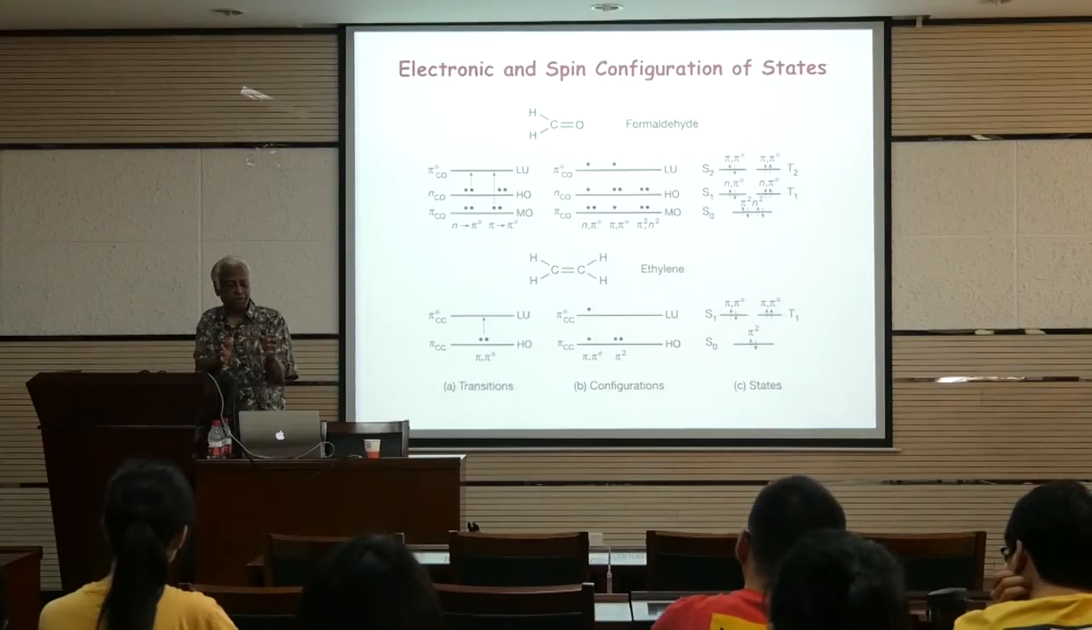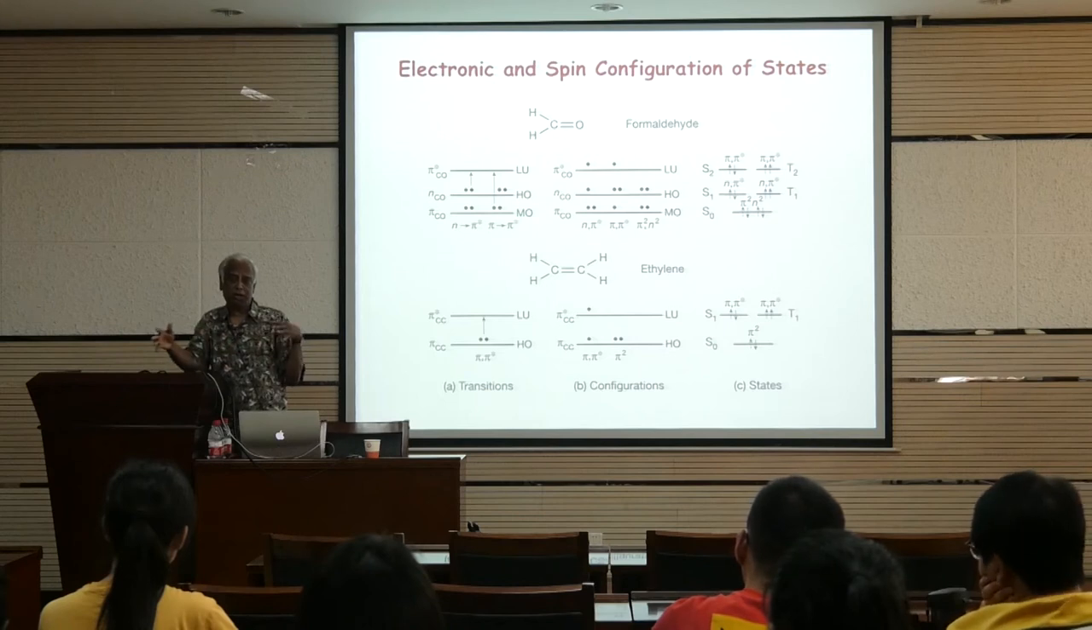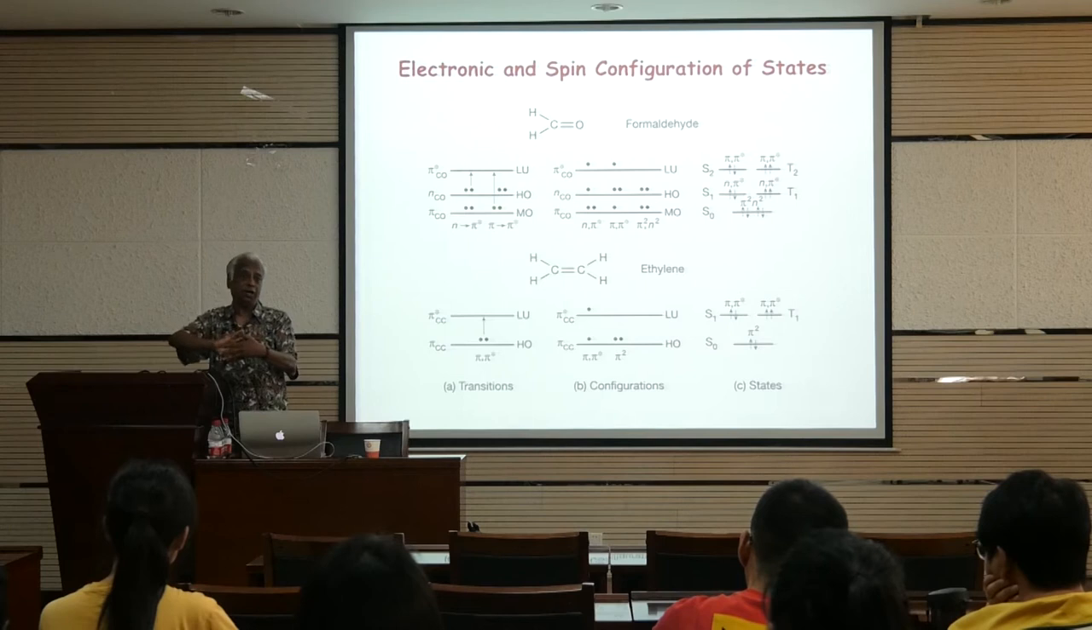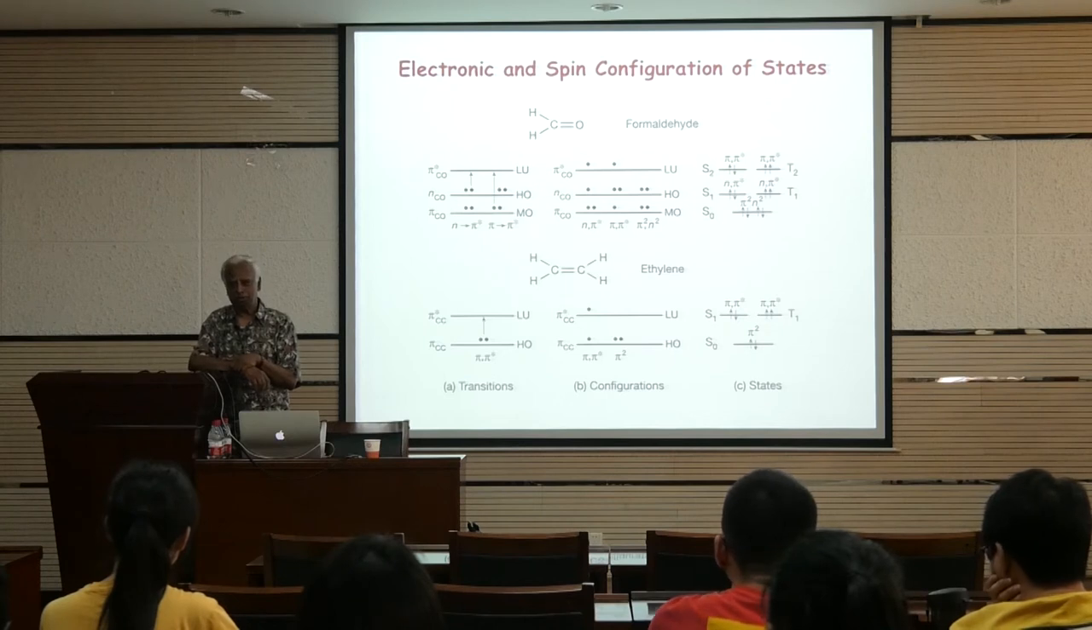Now if the two electrons have the same spin, they try to stay away from each other. If the two electrons have the opposite spin, they will stay closer to each other. Tell me now which one will be lower in energy, singlet or the triplet?